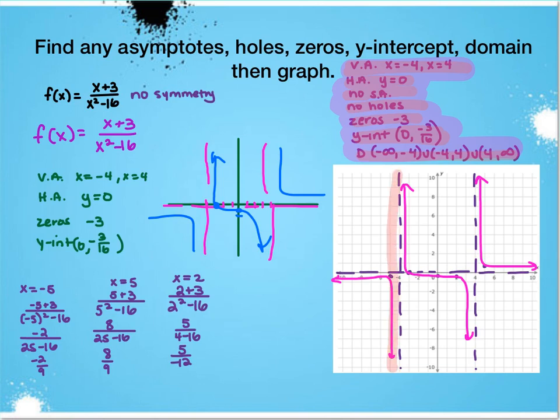So you're going to graph your vertical asymptotes. You're going to graph your horizontal asymptote. This time your zero actually was on your horizontal asymptote. This is how you know it's going to cross through.